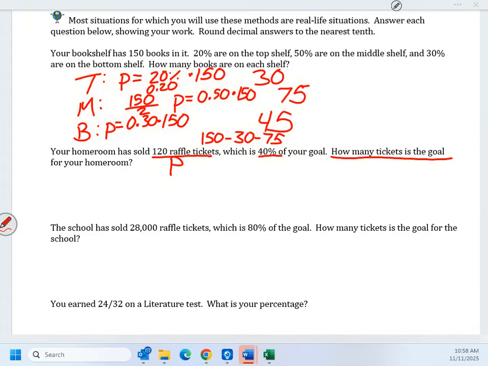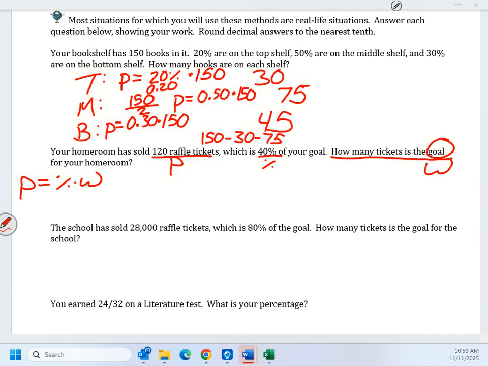What's the percent? Victoria? And what's my whole? Ellen? How many tickets is the goal? Yeah, that goal is my whole. So how do I set out my equation? Once I figure out part, percent, and whole, how do I figure out my equation? What should it look like? Our equation is part equals percent times the whole.